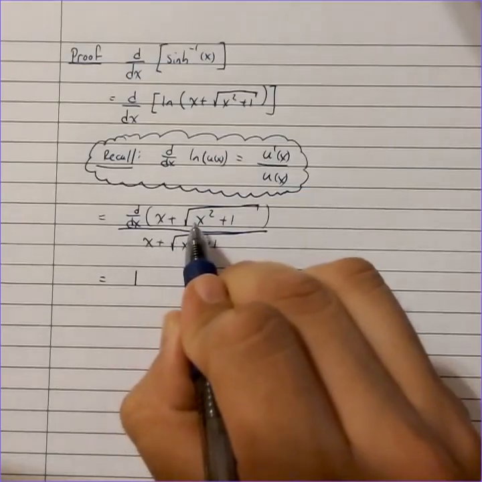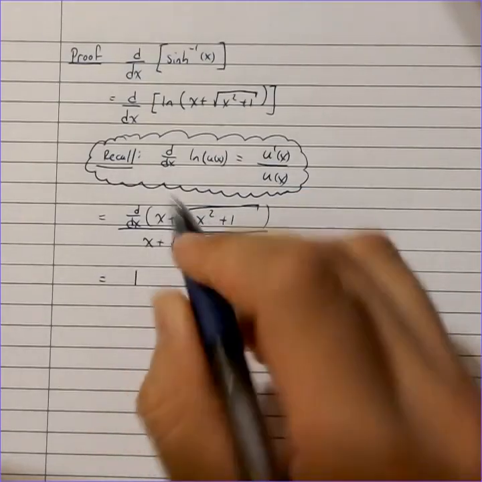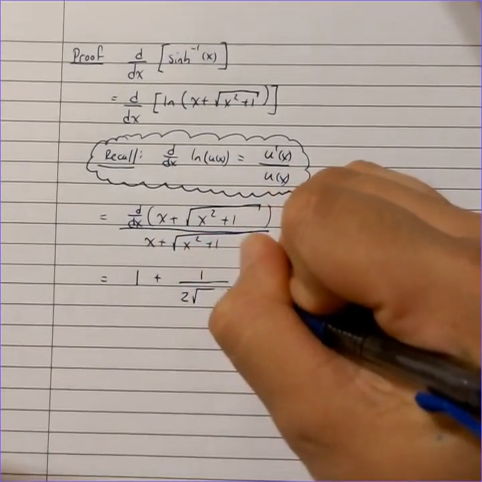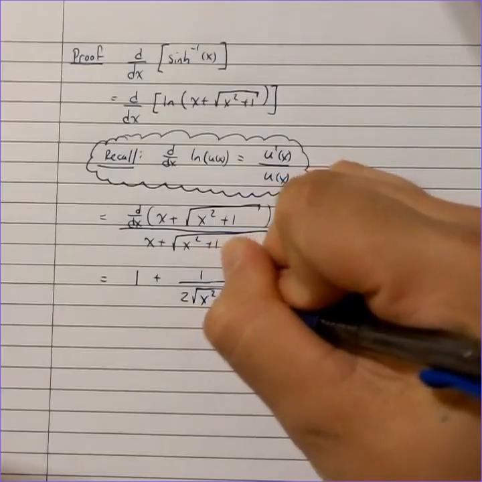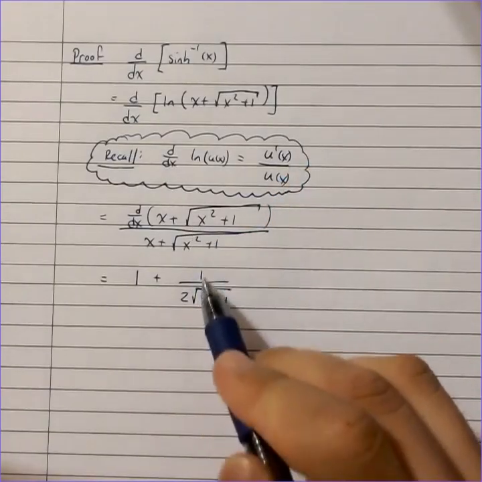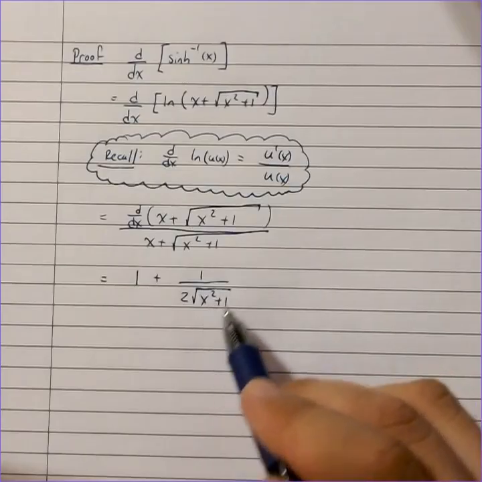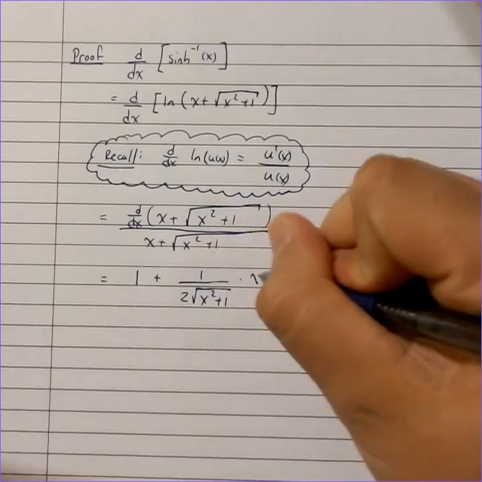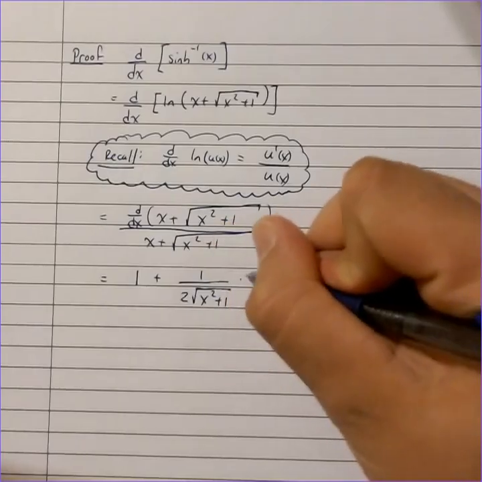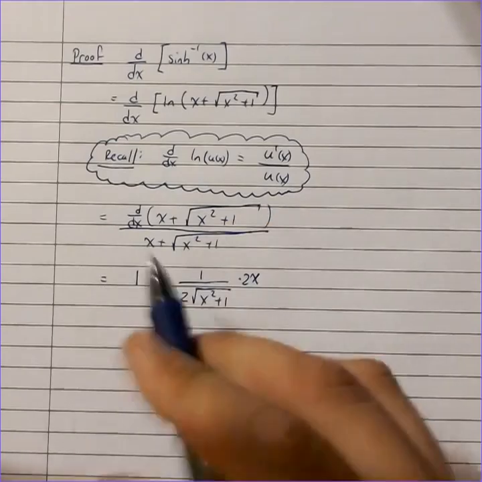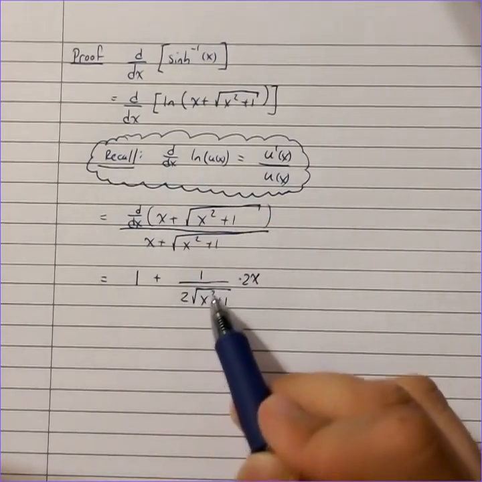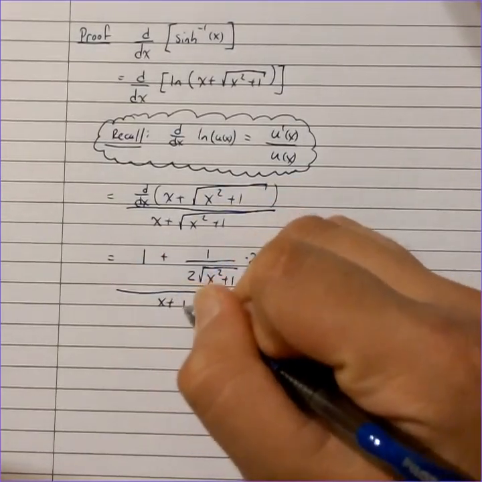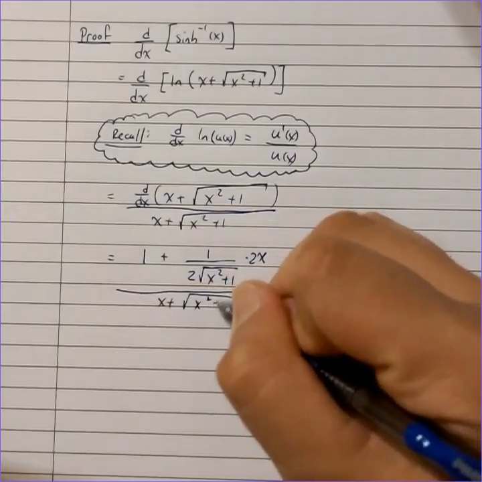The derivative with respect to x of the square root of this function is going to be 1 over 2 times the square root of that function. All right, the derivative of the square root of something is 1 over 2 root something. But now because of the chain rule, we now have to multiply by the derivative of the inside. So that's going to give us the derivative of x squared, which is just 2x. Okay, so that's the derivative of that square root of x squared plus 1. And all of that is getting divided by x plus the square root of x squared plus 1.